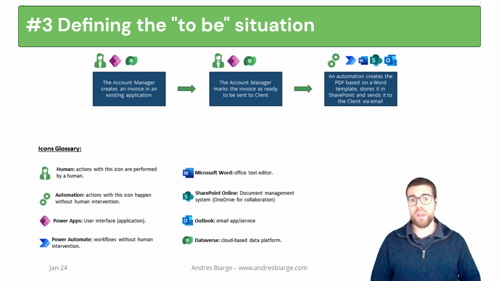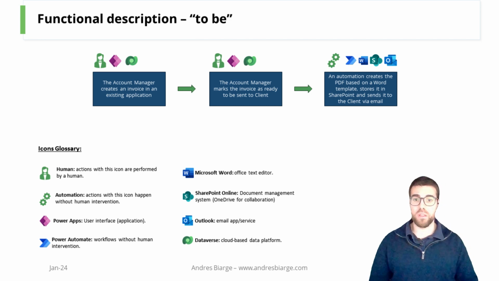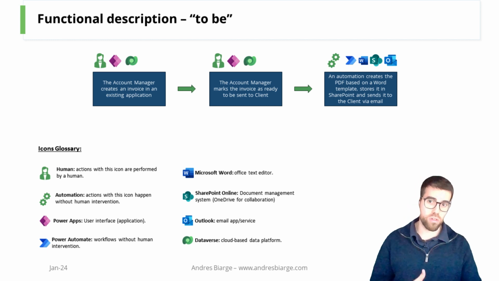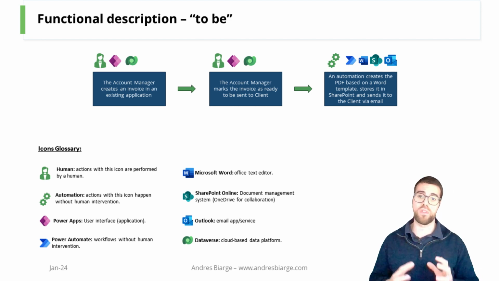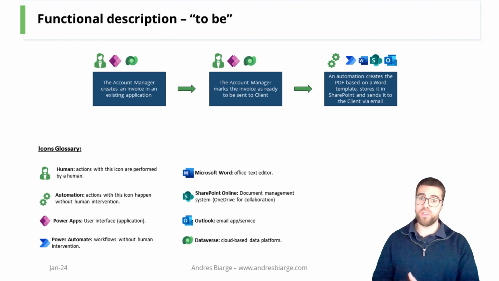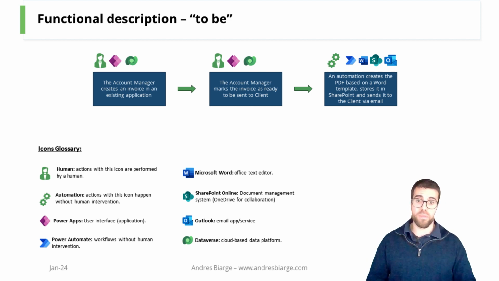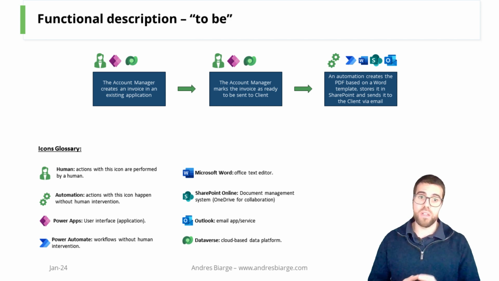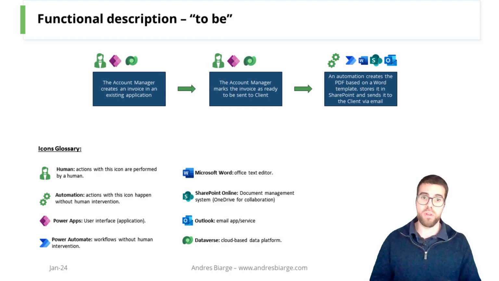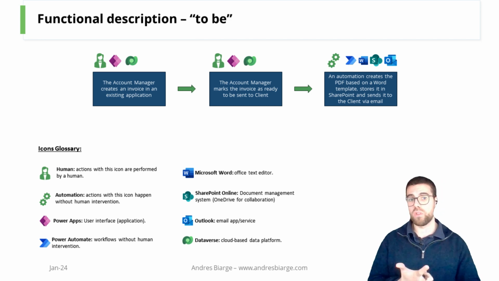All right, so now that we have these additional requirements that we gathered using the user stories, we have to formalize all this new knowledge using, again, a functional diagram describing the desired or the to-be situation. So basically, we have reduced the amount of steps of the process so that the account manager will still create the invoices in the existing application, but then he or she will mark the invoice as ready to be sent to the client. And when that happens, the automation by itself, without human intervention, will create the PDF based on the selected Word template, then store it in SharePoint and send it to the client via email.